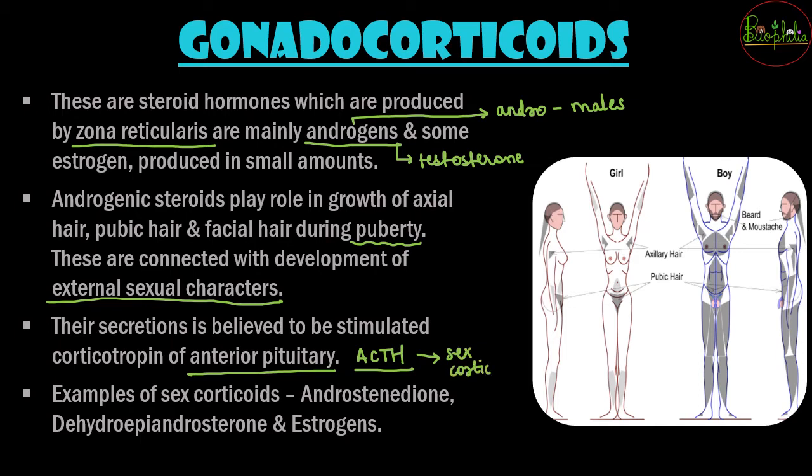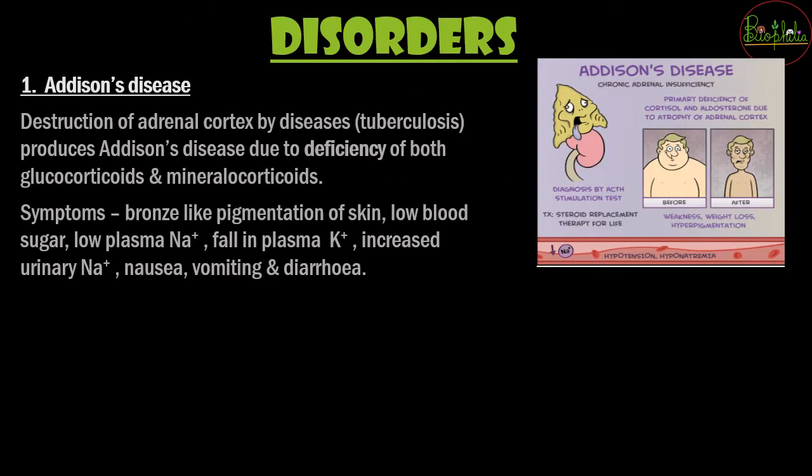So ACTH will be functioning for the release of this hormone. So what are the examples of sex corticoids? It will be the hormones which are going to be related to androgens or in some amounts of estrogens. Now what are the disorders?